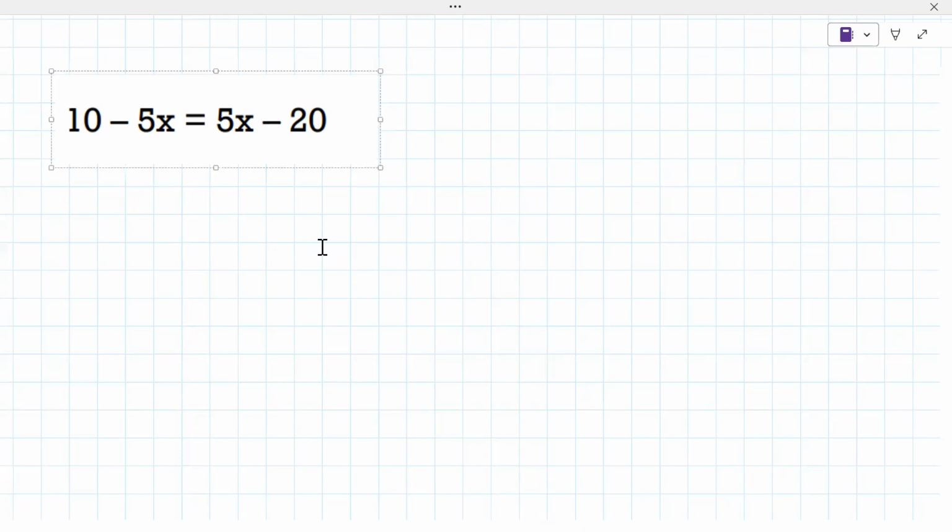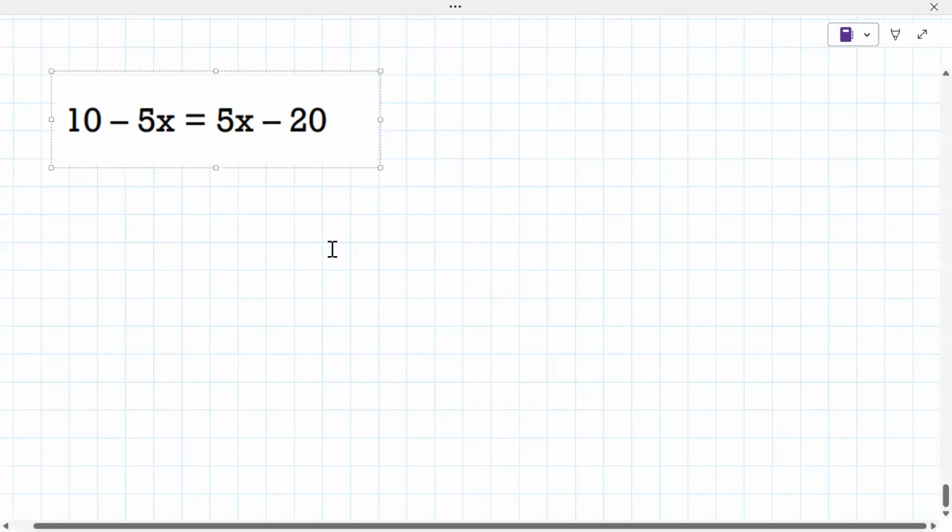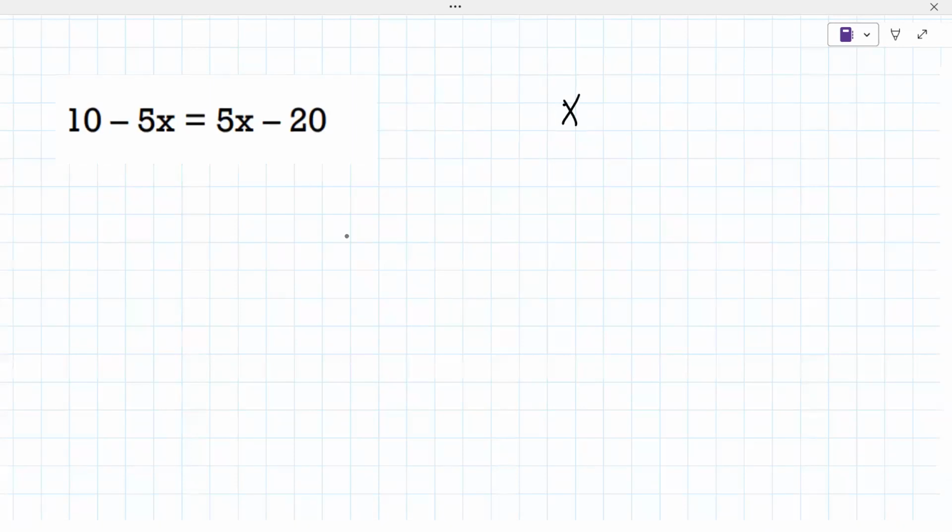Okay. 10x equals 30. So then that gives you x equals 3. Good.